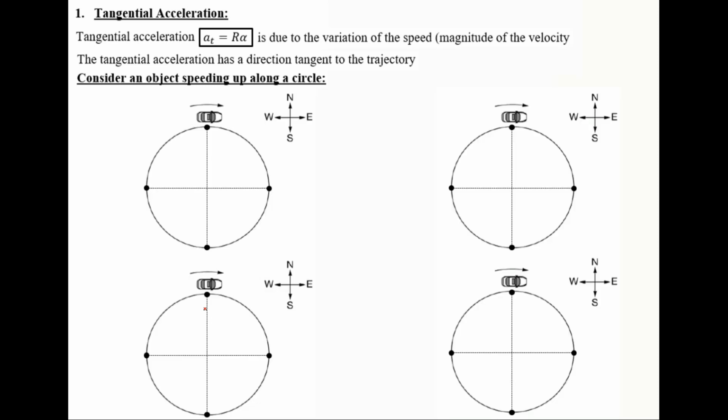Then let's consider an object speeding up along a circle. In each of the following figures we have a car, which is the object moving along a circular motion and it's speeding up. First of all, let's represent the velocity. It's moving clockwise, then the velocity at different points would be tangent and in the direction of motion. Now always in circular motion, we cannot turn off one type of acceleration, which is the centripetal. It would always be pointing toward the center.